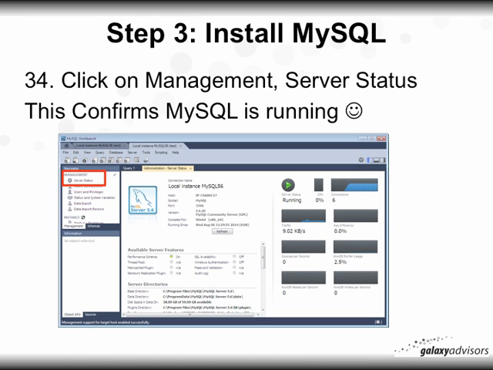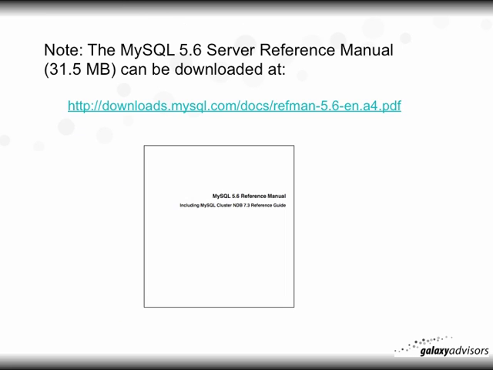And then in the upper left corner, you'll see something called Management Server Status. Click on that Server Status button, and then the screen will appear, and this confirms that MySQL is running and provides you with the directories where it's installed. And if you wish, you can download the MySQL 5.6 Server Reference Manual. It's about 32 megabytes, and it can be downloaded at this URL for this PDF. And again, this URL is below in the Show More listing.